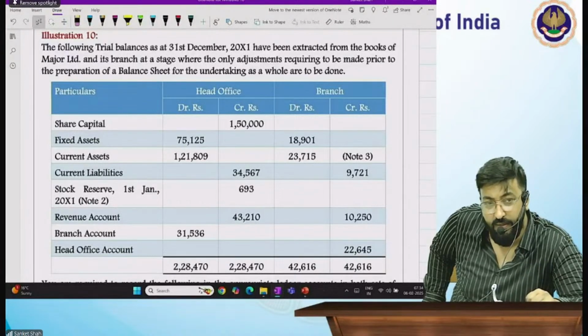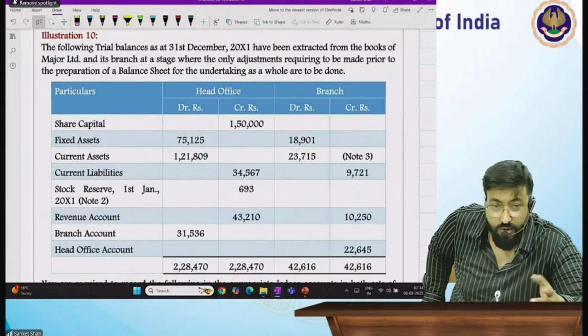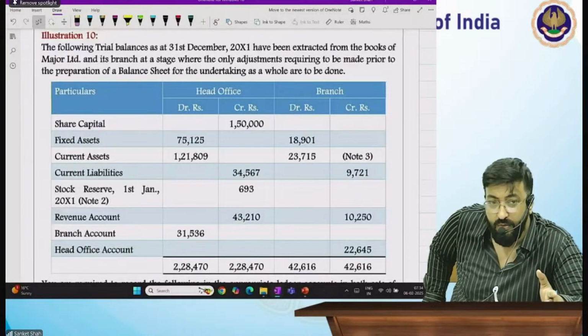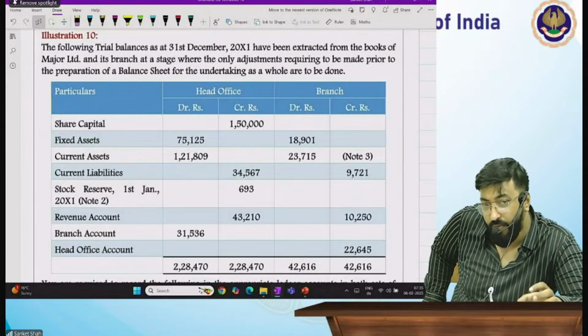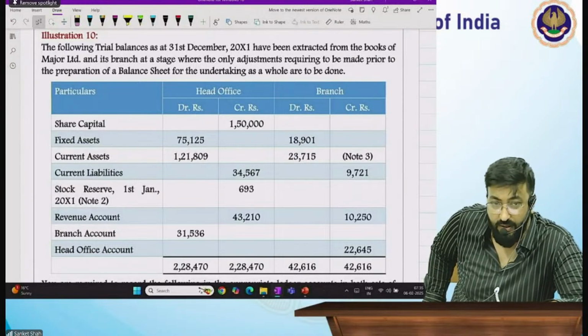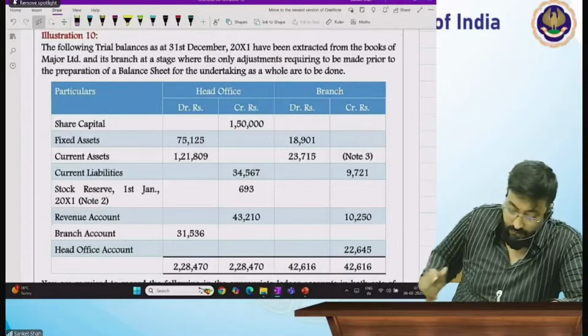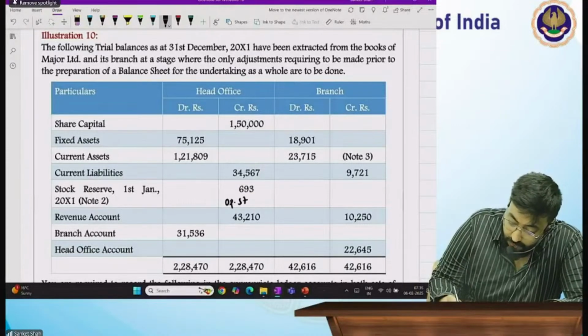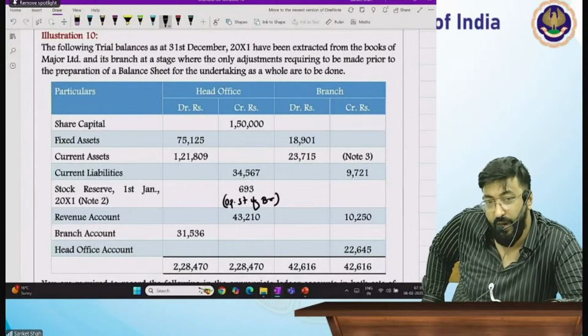Share capital is easy, fixed asset is easy, current asset is easy, current liability is easy. Stock reserve. Can you tell me this stock reserve, whose stock in whose books? Branch stock in head office books. Very good. Branch stock in head office is going to cancel it, correct? Yes, sir. Okay, very good. So 693 is the stock reserve, which is of the opening stock of branch. So right over there, opening stock of branch, loading.